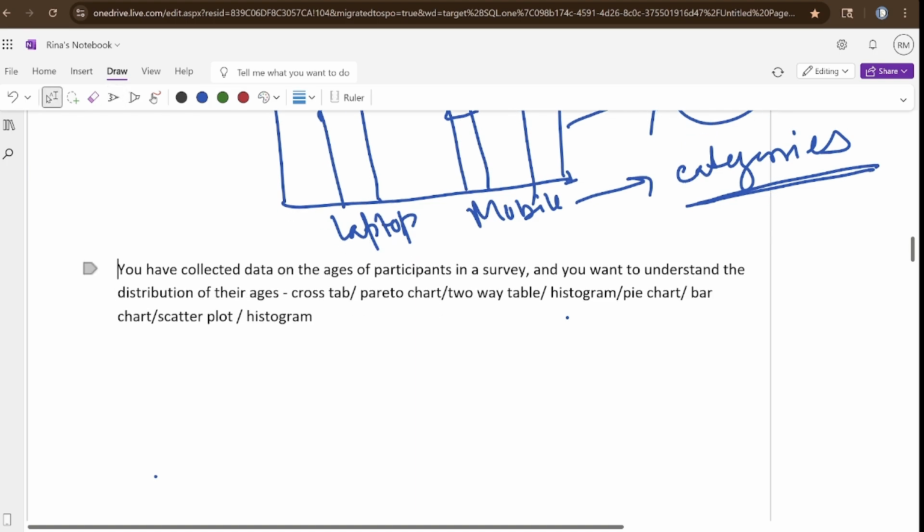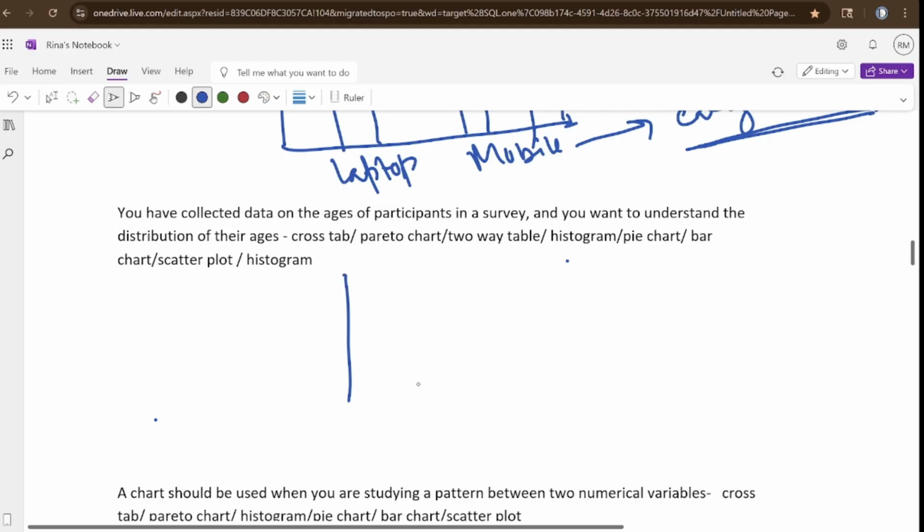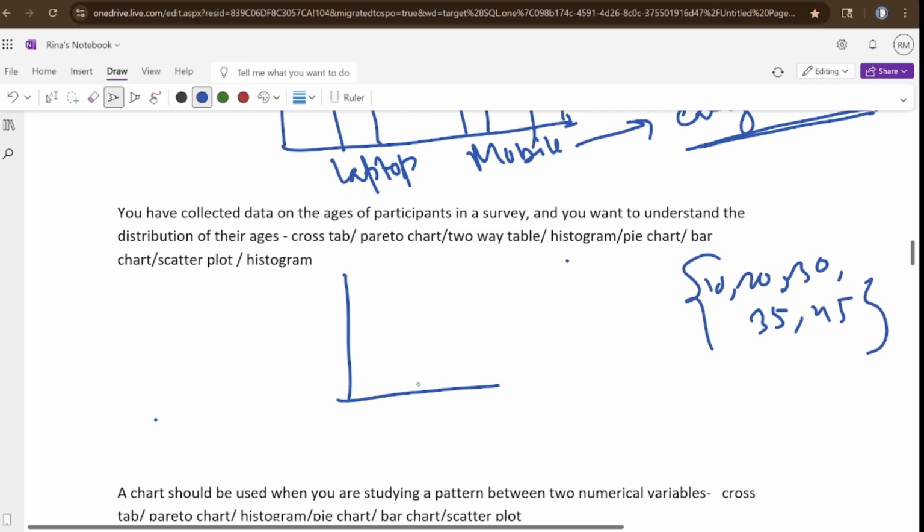You have collected data on the ages of participants in a survey and you want to understand the distribution of their ages. Okay. So you have, let's say, 10, 20, 30, 35, 45 different types of ages. They have participated in the survey and you want to know how many people are in the age group of 10 to 20, how many people are in the age group of 20 to 30, how many people are in the age group of 30 to 40.